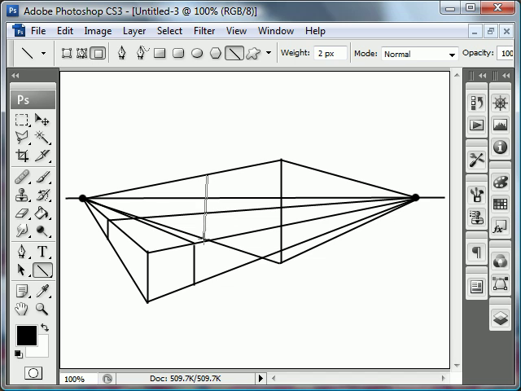And then I can decide how deep I want this box to go, how far back I want it to go. I'm going to cut it off right here. I'm going to cut off this side back here. So we can see that a little better. Let me just make those lines a little darker.